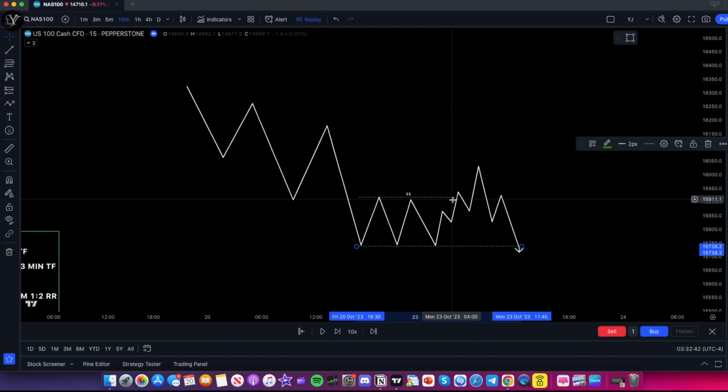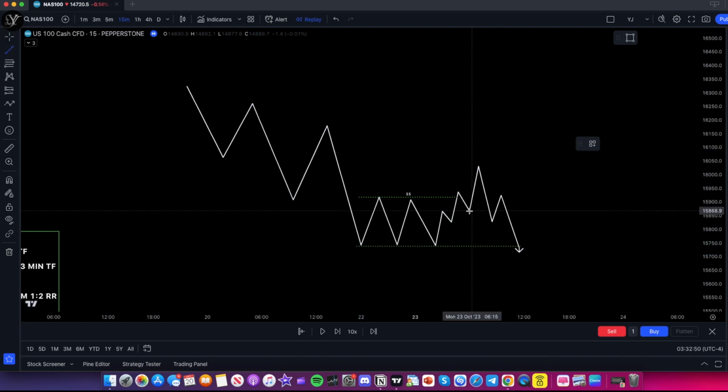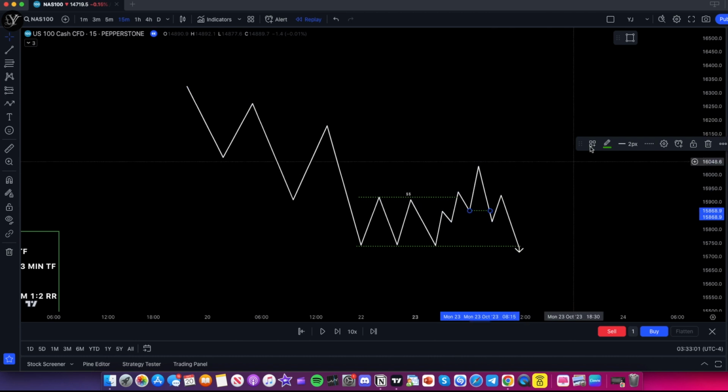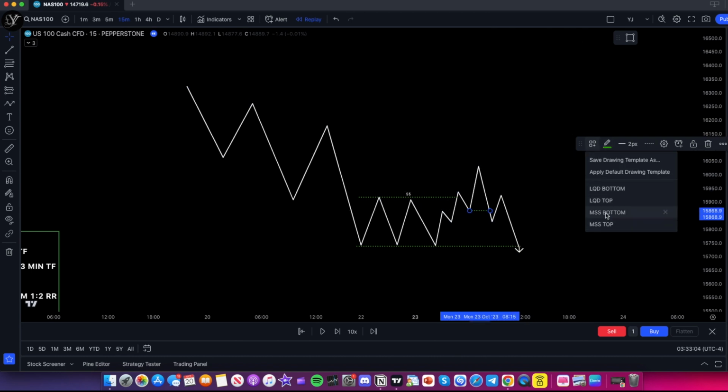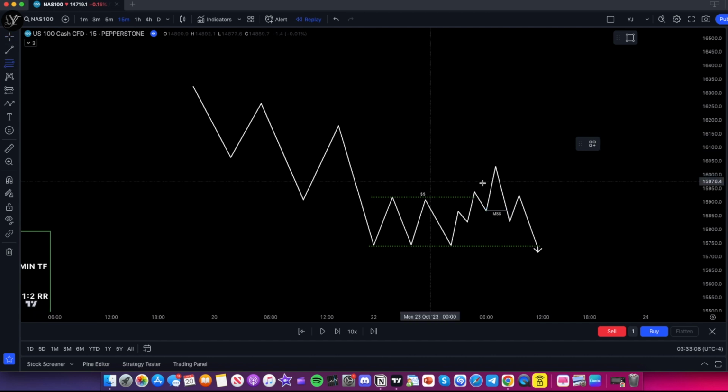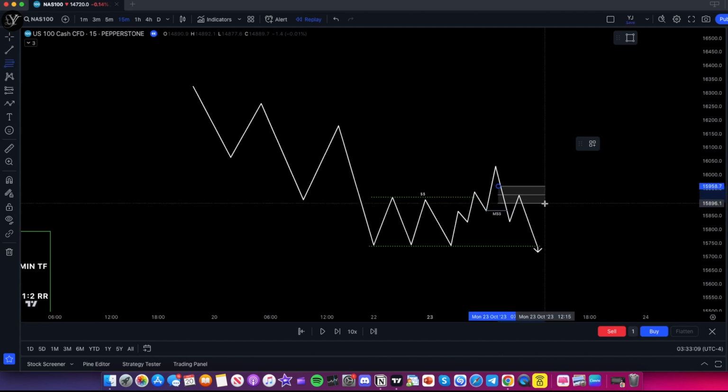As you can see here, we drop down to our 3-minute. We anticipate a market structure shift right here. The market structure shift that we're going to wait for is our most recent higher low right here getting taken out before price retraces back up to our fair value gap like so. So this is our market structure shift. Price retraces back up to our fair value gap like so.